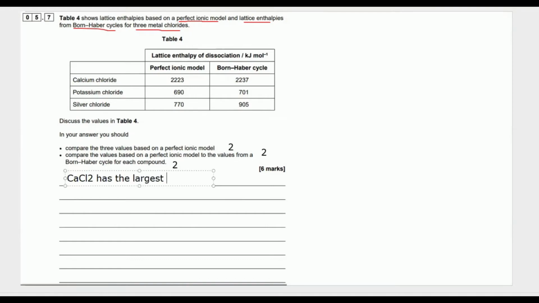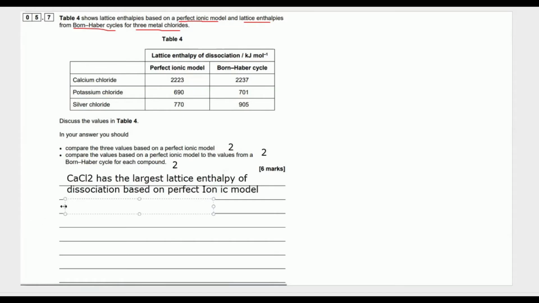What's a basic description? Right, calcium chloride has the largest perfect ionic model, or the largest lattice enthalpy when we consider the perfect ionic model. In fact, it's much larger than potassium chloride and silver chloride, which are quite similar. So I might want to say calcium chloride has the largest, potassium chloride and silver chloride are quite similar in their values. Why is this? What do you know about calcium ions compared to potassium and silver ions?